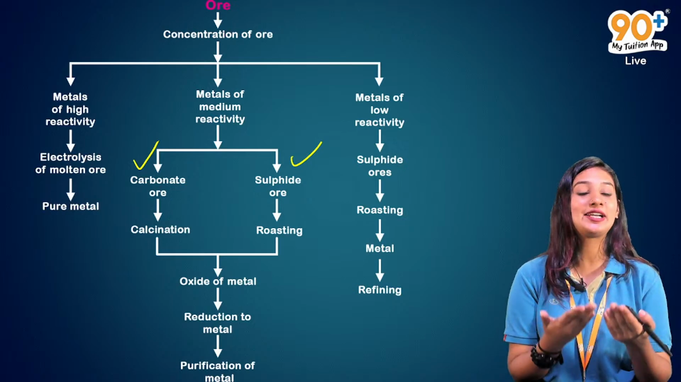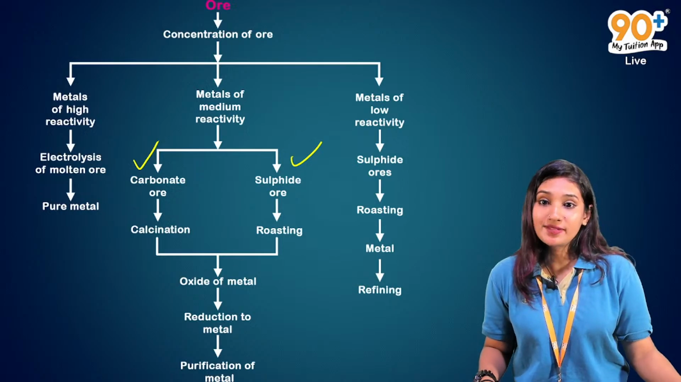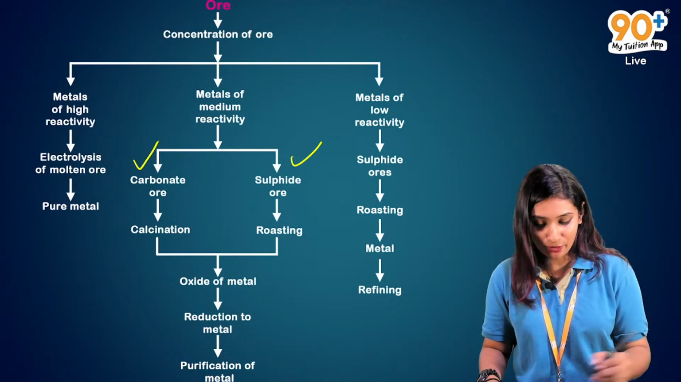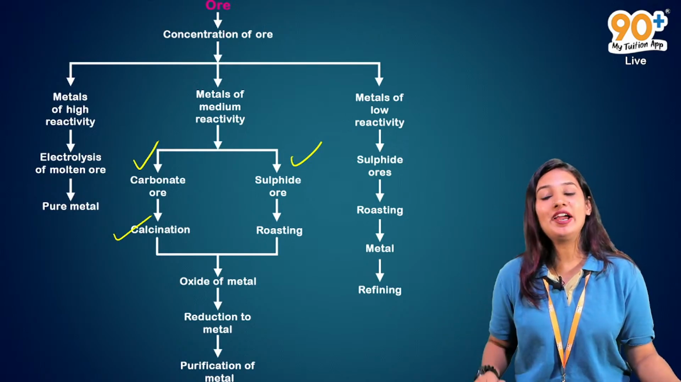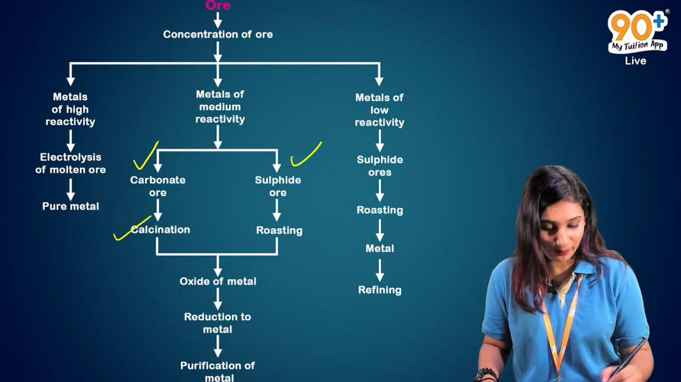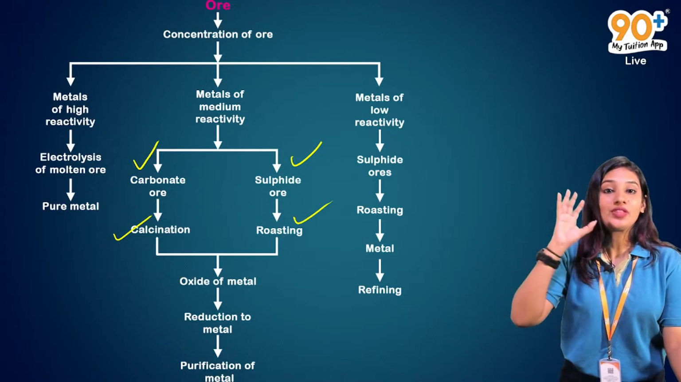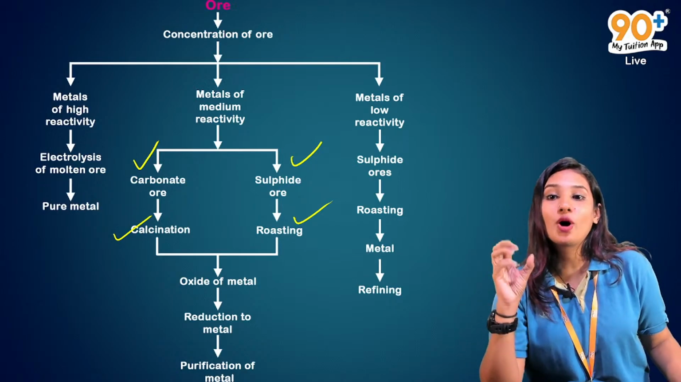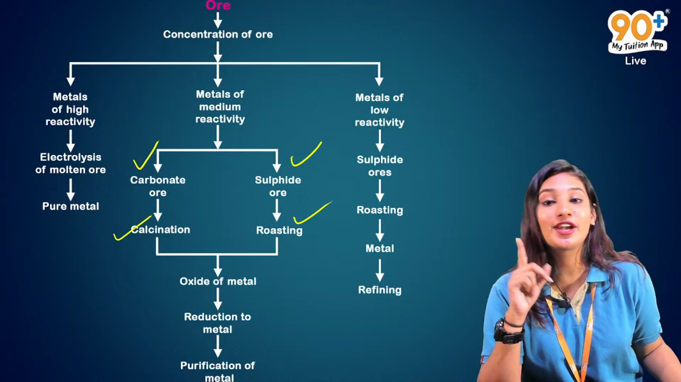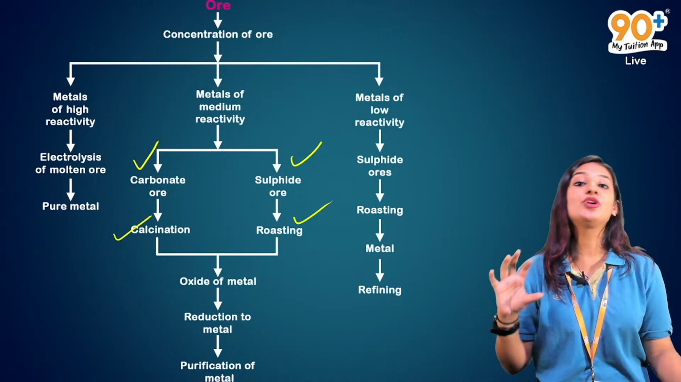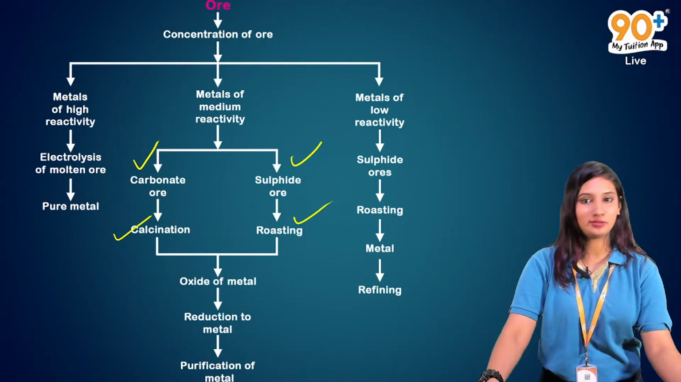We have to convert them into oxides. The carbonate ore is converted into its oxide by a process called calcination, and the sulfide ore is converted into its oxide by a process called roasting. The oxides so obtained are then treated with a suitable reducing agent. Then we reduced it, and we got the metal and purified the metal.